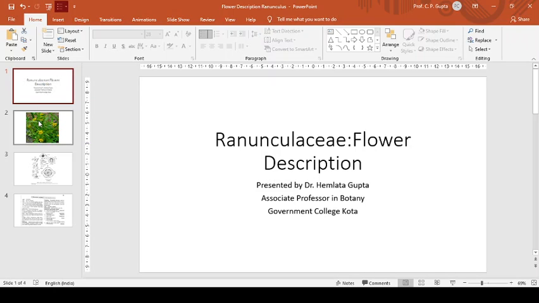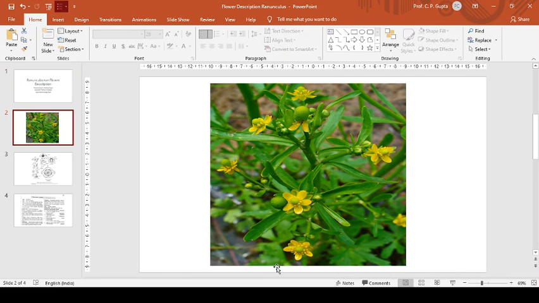Now we come to the discussion. This is the picture of Ranunculus sceleratus. It is commonly known as celery-leaved crowfoot, and the family Ranunculaceae is also known as the buttercup family.